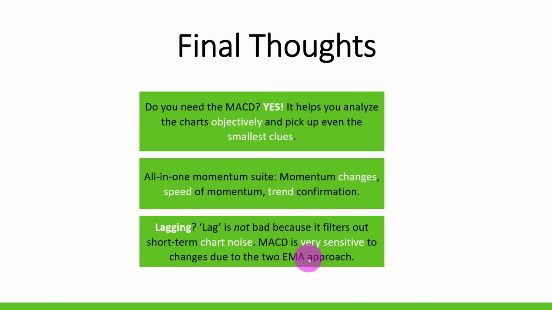The MACD is very sensitive to changes, so it's not lagging at all. And that is why I would really recommend to get over the term lagging. Lagging does not exist. It's a wrong word to use. And if traders are throwing around the term lagging, it just shows you that they have not understood what an indicator is and how to use it in the correct way.